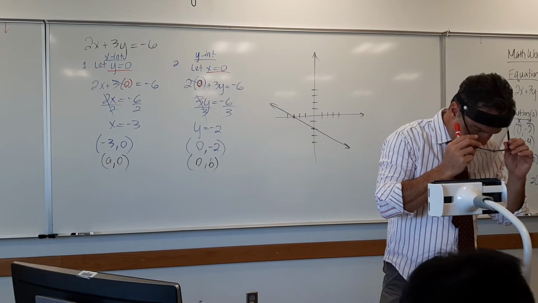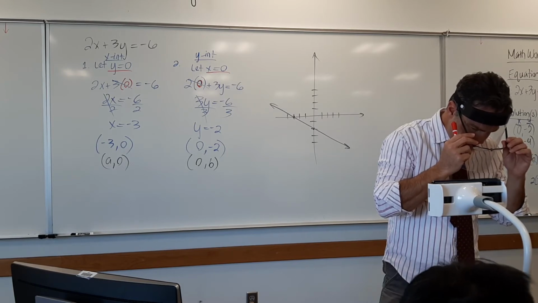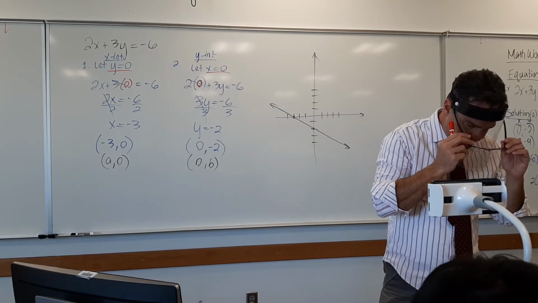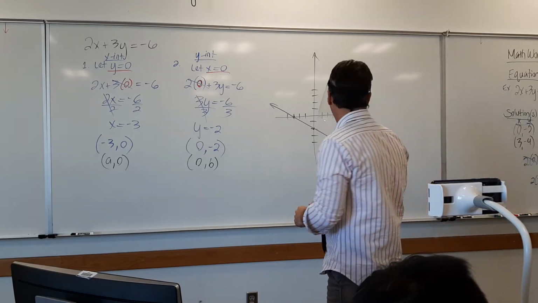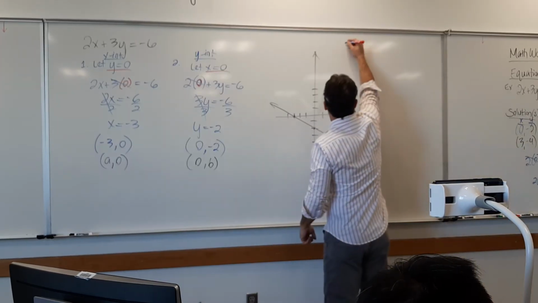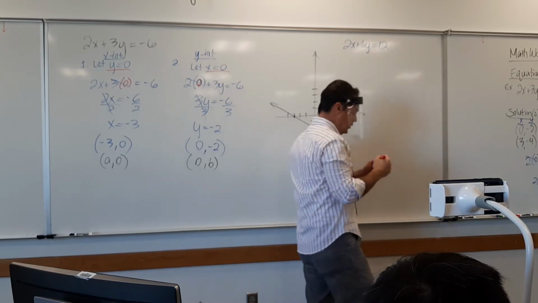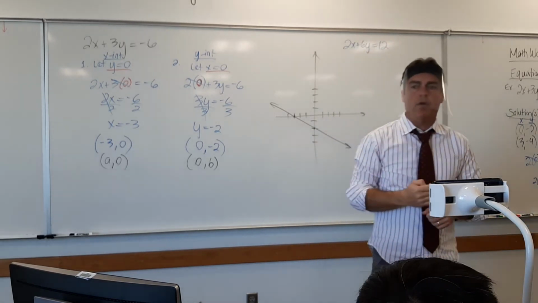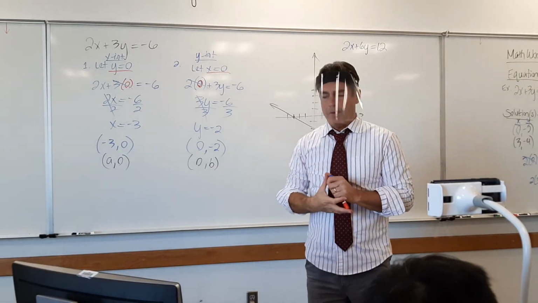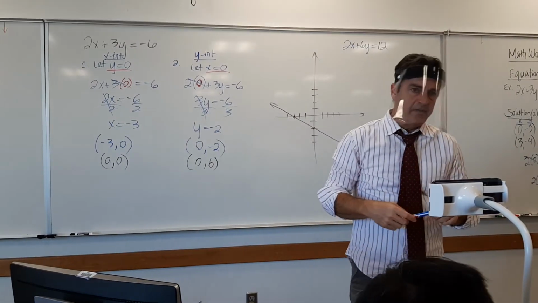I want you guys to take 2x plus 6y equals 12. Okay. I want you to take 2x plus 6y equals 12. And I want you to graph this using the intercept method. Go ahead. Find the x-intercept and find the y-intercept. And then graph it.